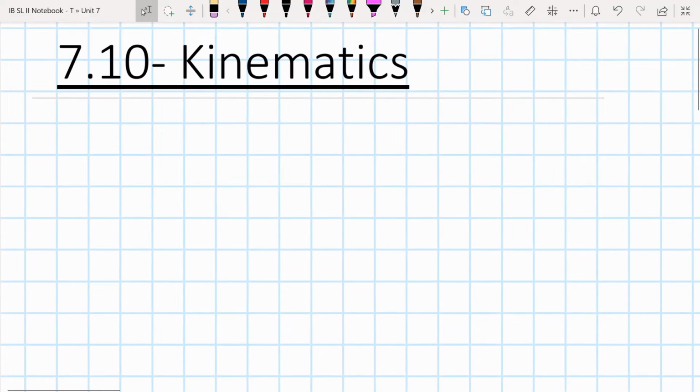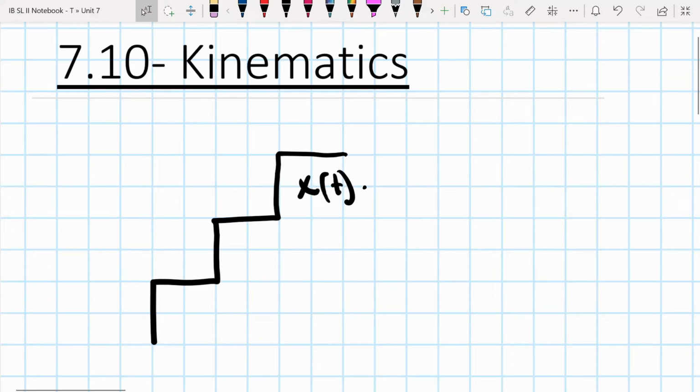So a diagram that we've seen before, but I do want you guys to write it down in your notes for this review, is the staircase diagram here, where we have the top of the staircase. We're going to call that x of t, and x of t is going to represent the position as a function of time.